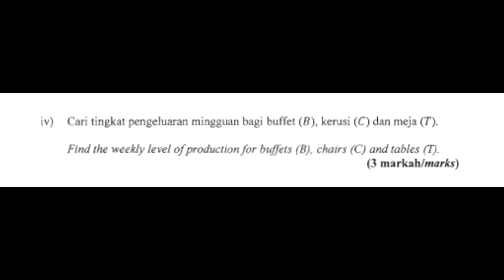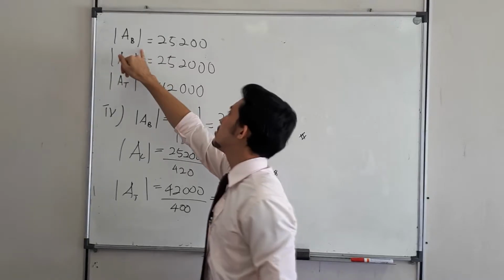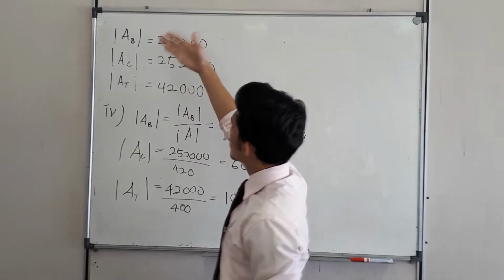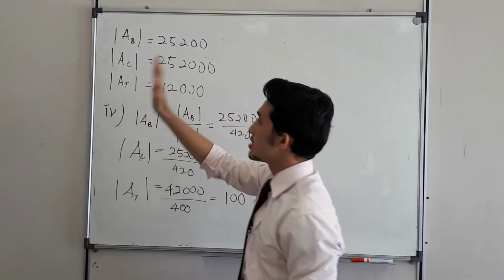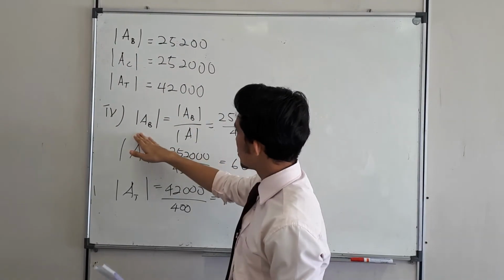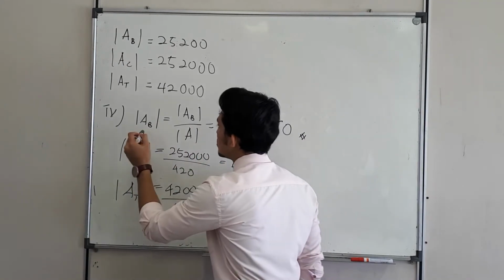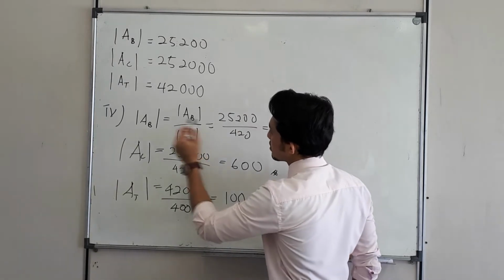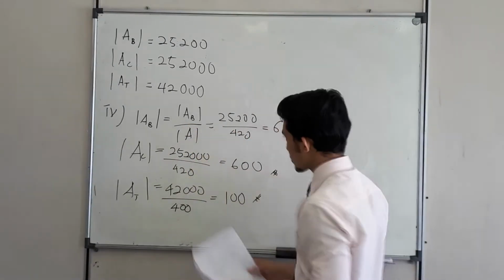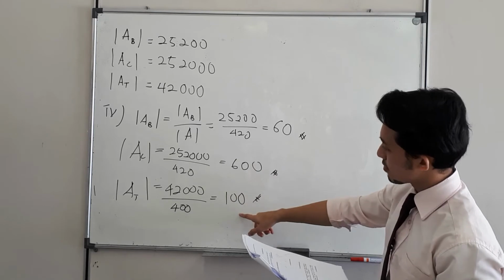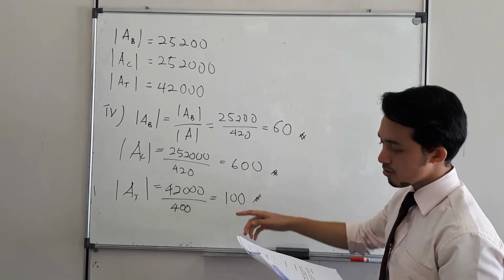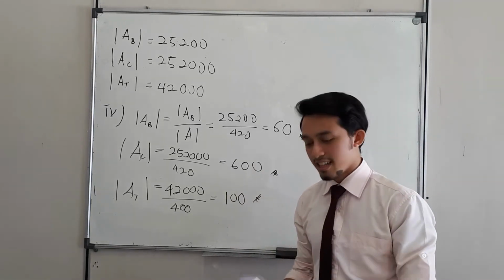The question asks to find the weekly level of production for bucket B, chair, and table. So we got the AB, AC, AT determinants already. To find the weekly level of production, we just use this formula. The AB determinant divided by the A determinant is 300, and for table, 100. So we already got the answer. Okay, that's it for me.